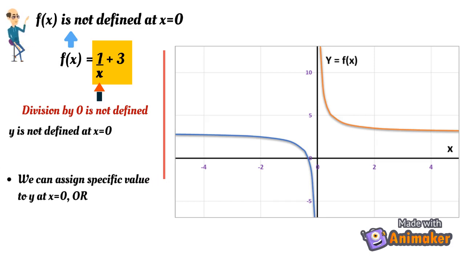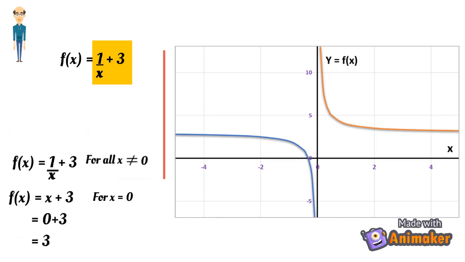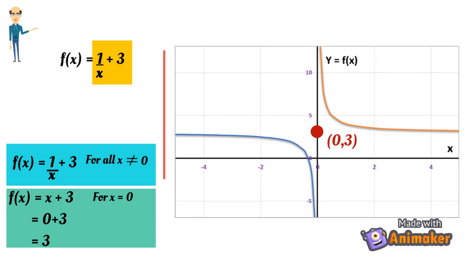Unless, of course, we define f of x further such that we explicitly choose to assign a value for y when x is 0, or we choose to have a different expression in x to define y at that point. Something like this. f of x equal to 1 by x plus 3 for all x not equal to 0 and f of x equal to x plus 3 for x equal to 0.